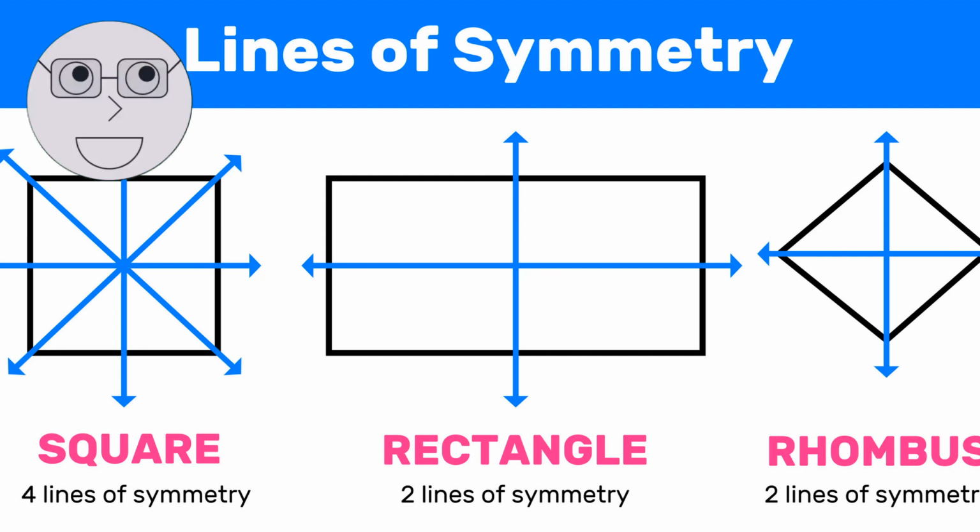Have you ever noticed how some objects or shapes look the same from different angles or orientations? This is what we call symmetry. Symmetry is a fundamental concept in mathematics and science, and it plays a crucial role in many areas of our lives, from art and design to physics and chemistry.